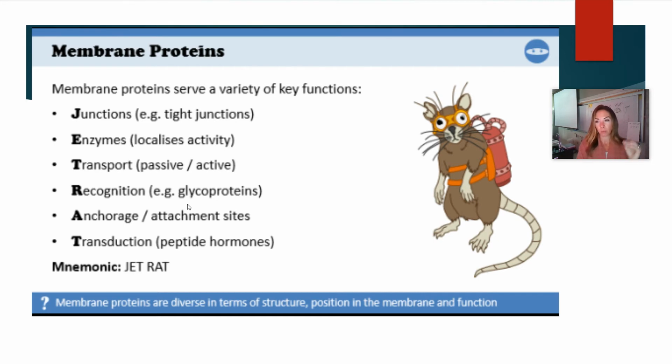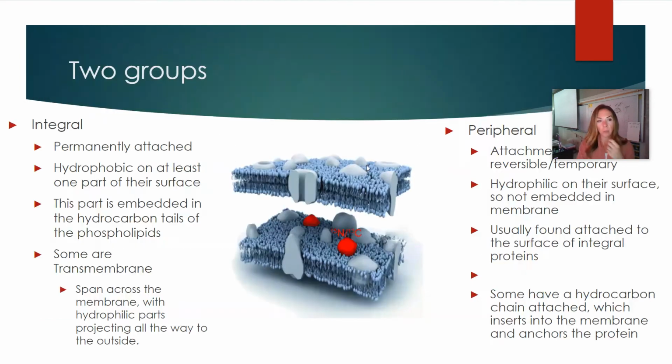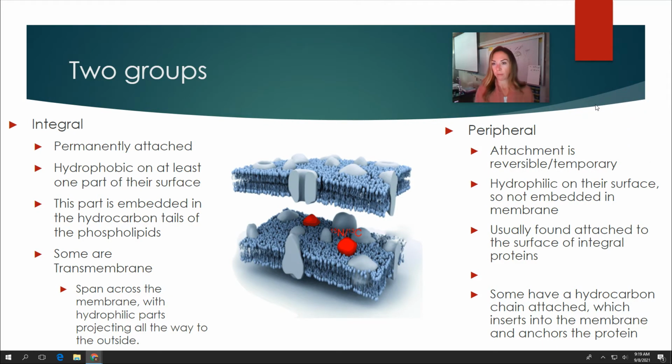If you can literally just remember JETRAT, then that will help you remember, okay, junction, right? You can try and remember what those things stand for instead of just blindly memorizing those 6 functions. All right, second part, we've got 2 different groups of proteins. I will show you in your book too, but let's make sure that we have this down.